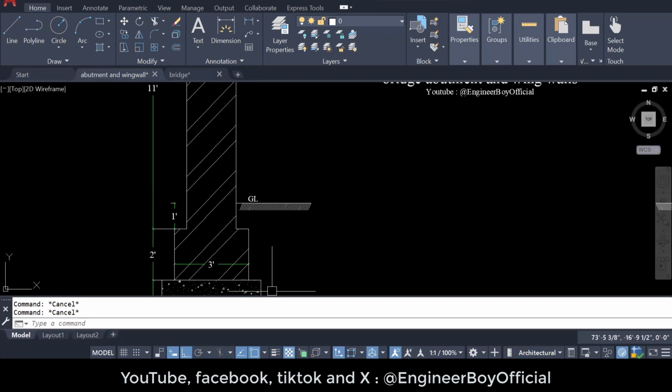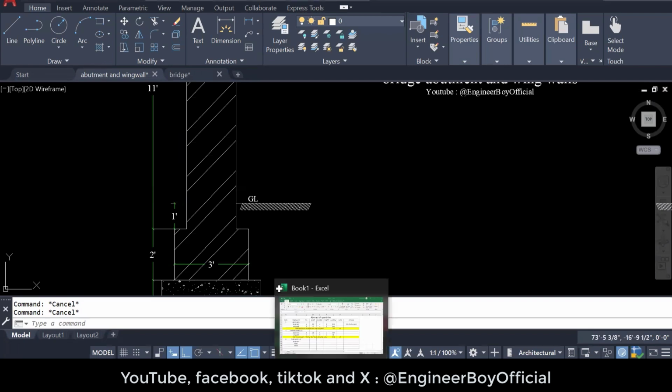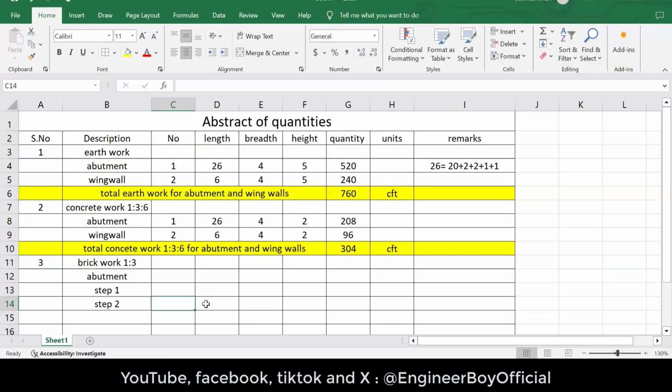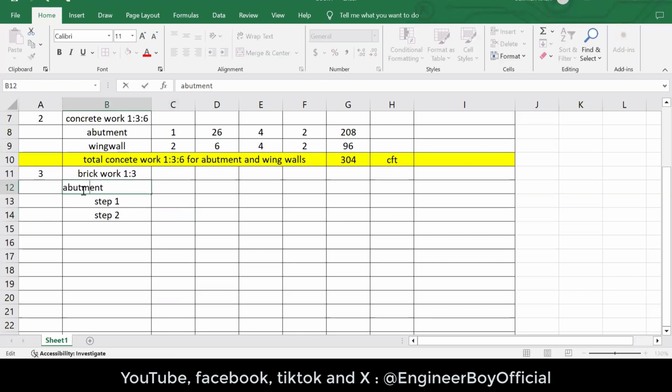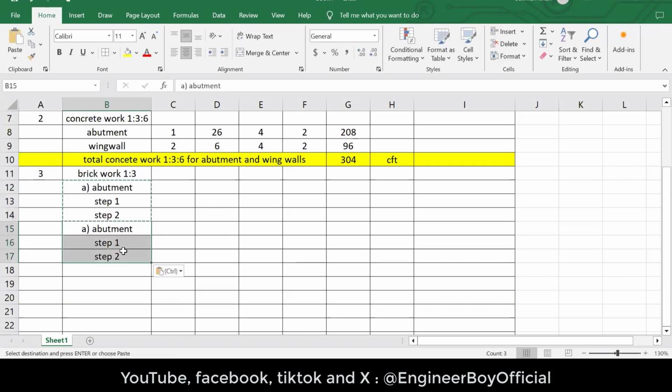So as your work as a quantity surveyor, you should consider all these things. And I'm gonna say again, let me just call this one A. And over here, I'm gonna copy those things and paste them over here. And I'm gonna say B is the wing wall. So we have step 1 and step 2 in wing walls as well.